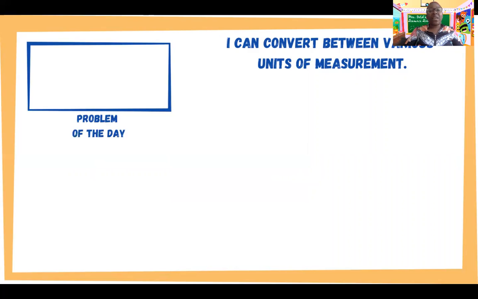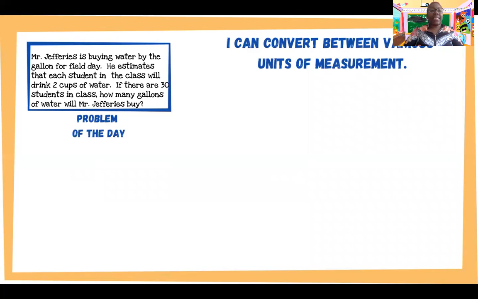Remember, all this week we have been converting between various units of measurement, and we've been doing that via word problem. Our problem today says, Mr. Jeffries is buying water by the gallon for field day. He estimates that each student in the class will drink 2 cups of water. If there are 30 students in class, how many gallons of water will Mr. Jeffries buy? Well, first, let's figure out what 2 units we're going to need to convert between.